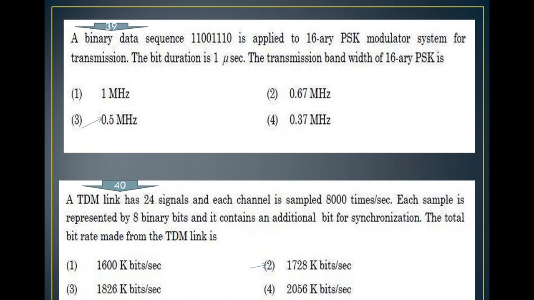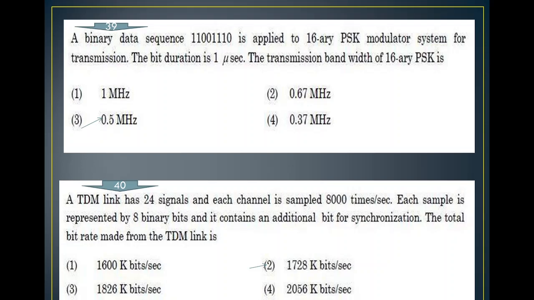A binary data sequence 11001110 is applied to a 16-array PSK modulator system for transmission. The bit duration is 1 microsecond. The transmission bandwidth of 16-array PSK is option first 1 megahertz, option second 0.67 megahertz, option third 0.5 megahertz, option 4 0.37 megahertz. Correct option third, 0.5 megahertz.